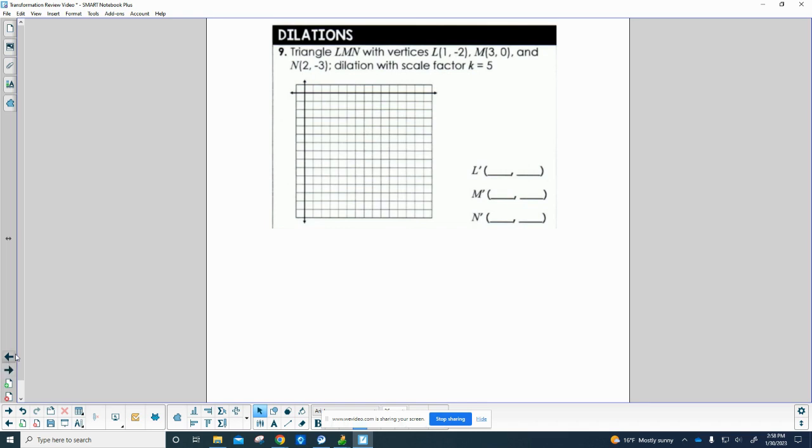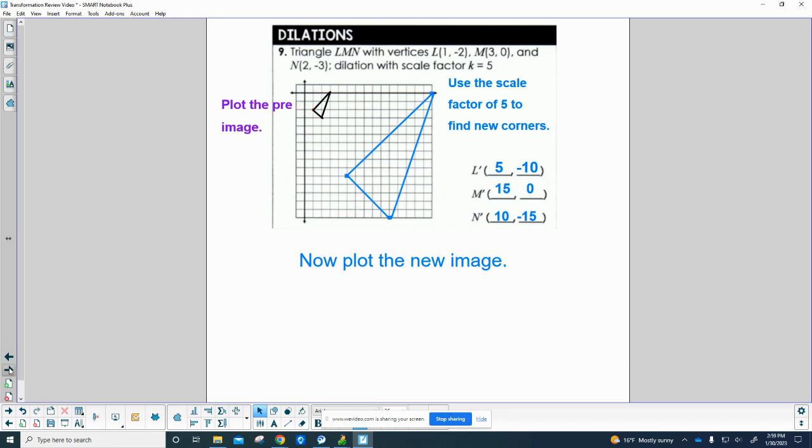Okay, triangle LMN with vertices, including (1, -2). So we're going to plot the pre-image. Use the rule by multiplying everything by 5 to get the new image. And that looks like this. So that's a dilation with a factor of 5, so we just multiply everything by 5.